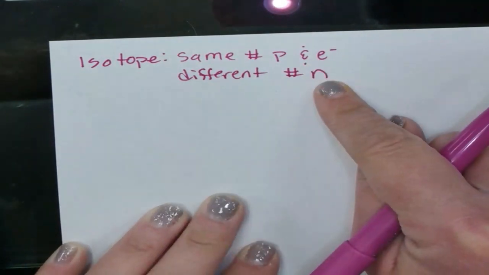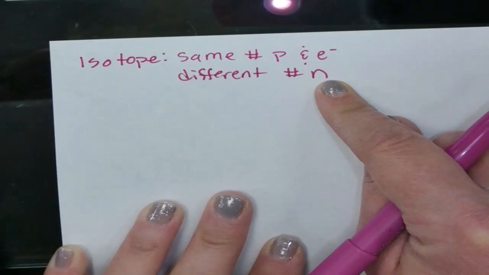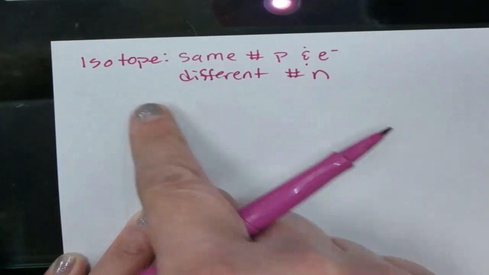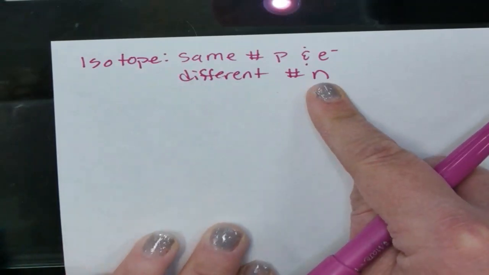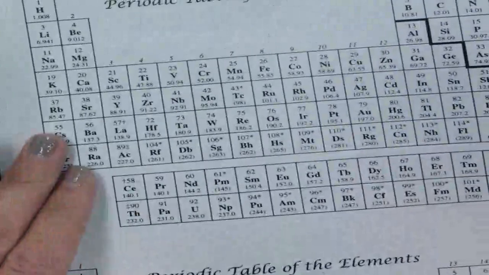So if neutrons are found in the nucleus, and the nucleus of the atom is what makes up the mass number, then isotopes would also have a different mass number. And this brings us into our periodic table.